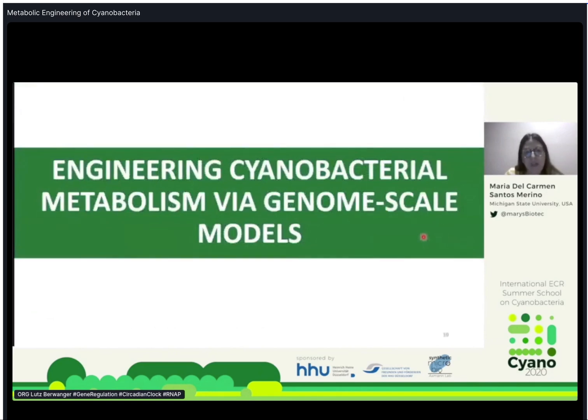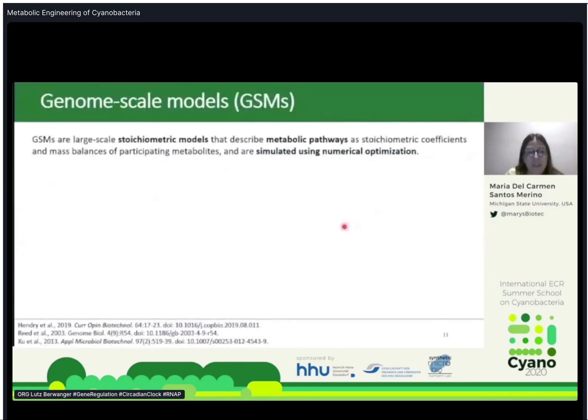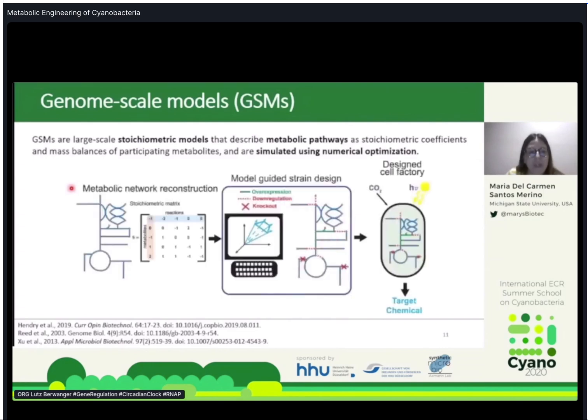With all of this, we are going to focus on how we can apply genome scale models first for engineered cyanobacteria. To start this part of the presentation, I would like to define what a genome scale model is. It's a large-scale stoichiometric model that describes metabolic pathways as stoichiometric coefficients and mass balances of participating metabolites, and is simulated using numerical optimization. In other words, this is, for example, the metabolism of our cyanobacteria.